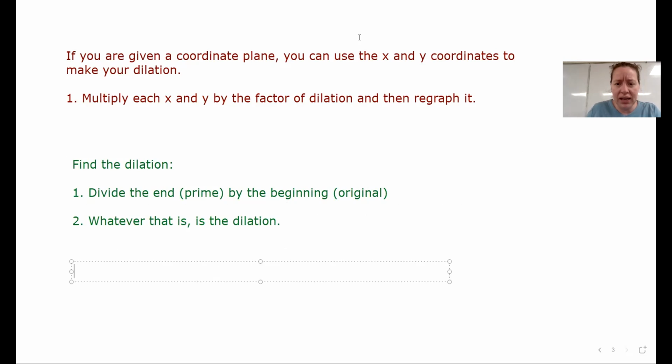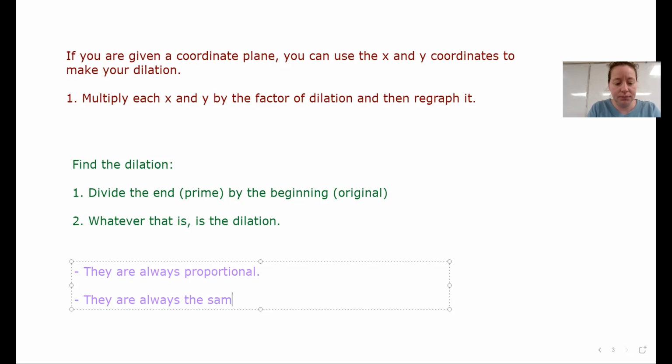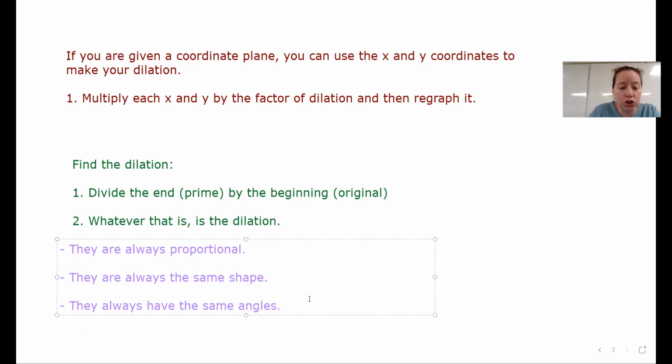Now, remember a couple of things. For dilation, we have several things that are true. First thing is they are always proportional. If it is not proportional, it is not a dilation. They are always the same shape. They always have the same angles. Oh, one other thing. They're always proportional. They're always the same shape. They always have the same angles. They always have the same orientation. Okay, so these four things are true for all of them.